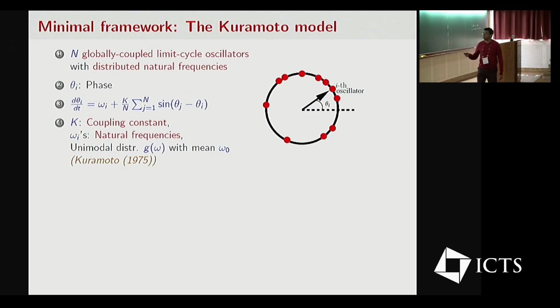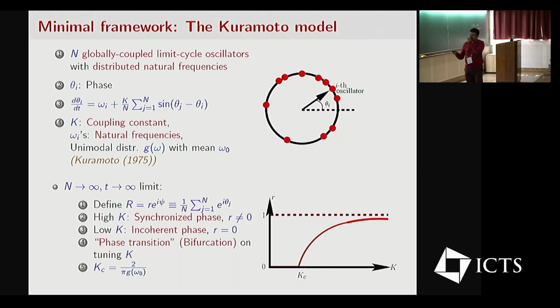So the first term on the right describes the inherent tendency of the ith oscillator to oscillate at its own frequency. But then the second term is due to interaction between the oscillators that tries to bring about global synchrony in the system. And these frequencies are quenched disordered random variables, in the sense that each oscillator has its own frequency of oscillation that doesn't change as a function of time, while this interaction tries to bring about global synchrony among the phases of the oscillators. These are the so-called natural frequencies, taken from some distribution, which could be a bimodal or a unimodal distribution.